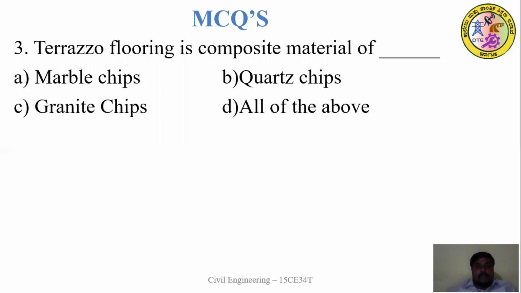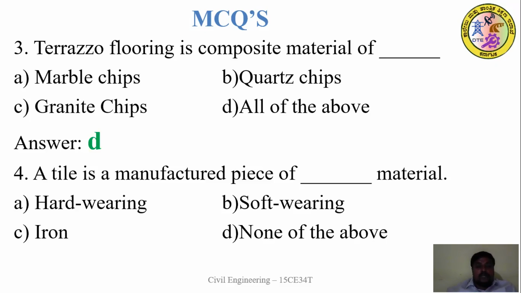Question number 3. Terrazzo flooring is a composite material of dash. Option A marble chips, option B quartz chips, option C granite chips, option D all of the above. Terrazzo flooring is a composite material of marble chips, quartz chips, granite chips, etc., with a binder material like cement. Either it is cast in situ or a precast tile.